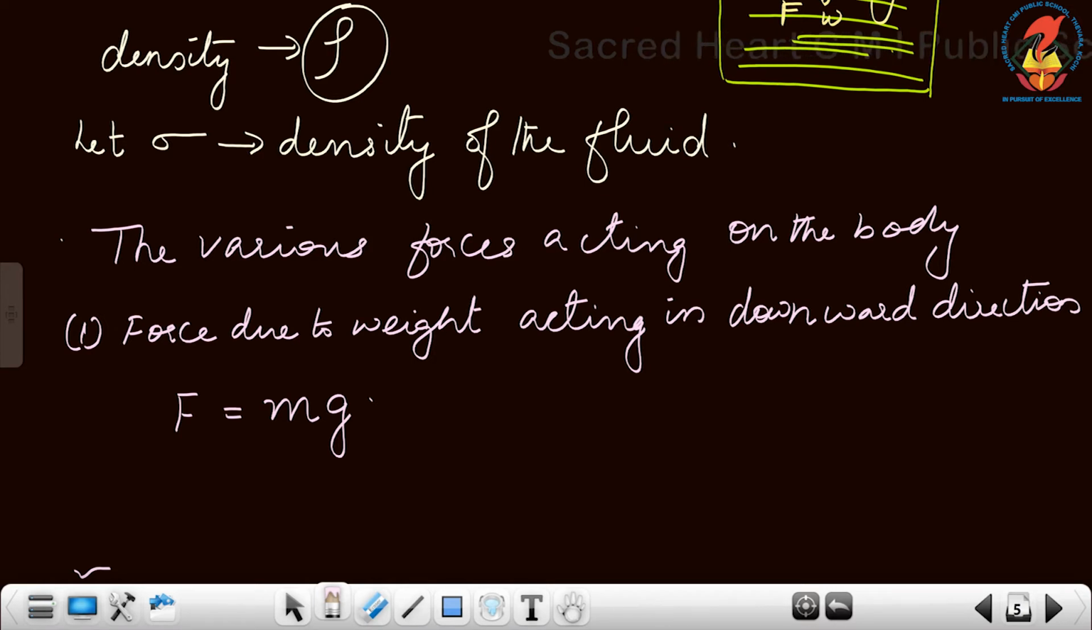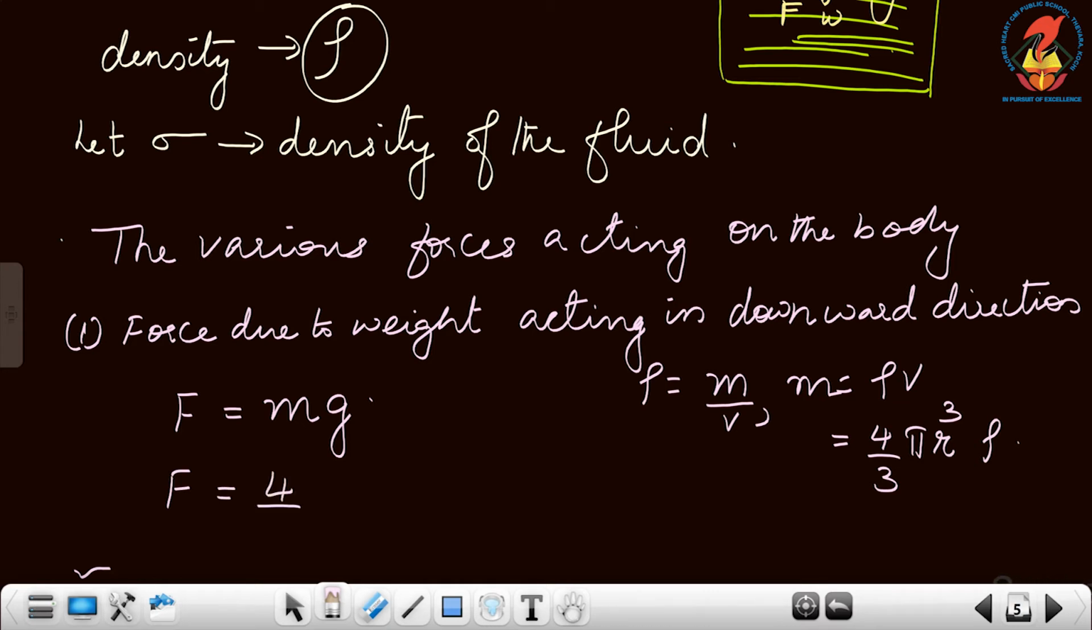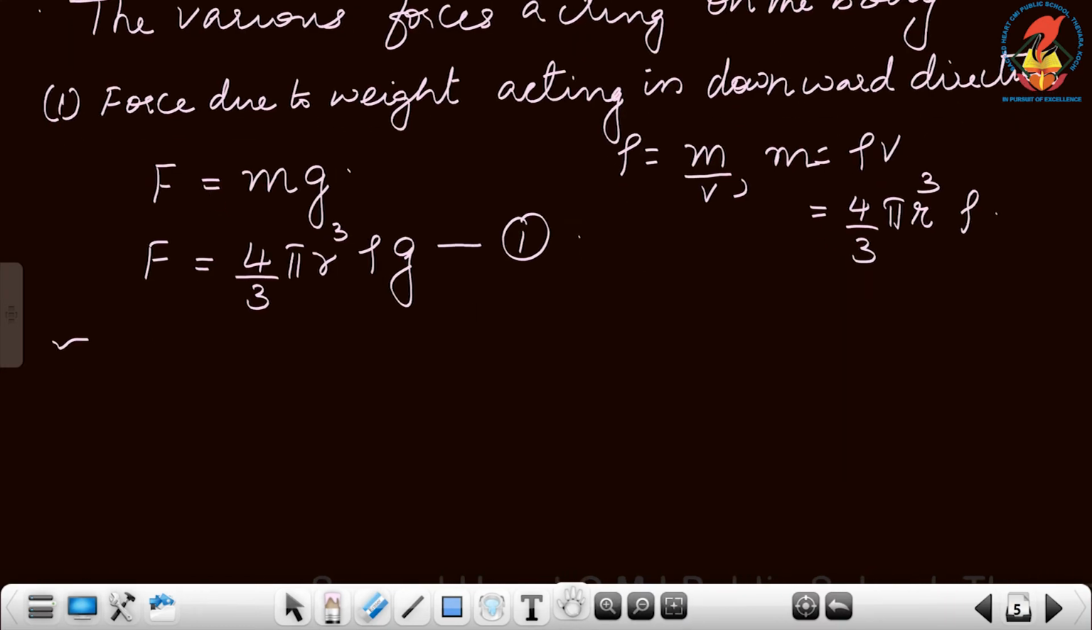Now, we are going to convert mass in terms of density and volume. We know density is equal to what? Mass by volume, or mass is equal to density into volume. For a spherical body, the volume is 4 by 3 pi r cube, into rho, which gives the mass. So this equation can be written as F is equal to 4 by 3 pi r cube rho G. Equation 1.